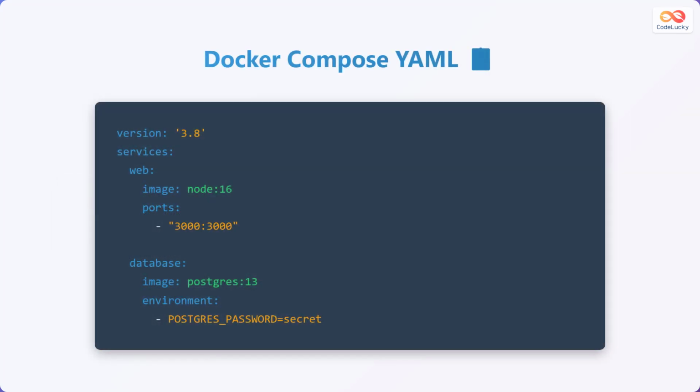Docker Compose uses a YAML file to define multi-container applications. Here's an example of a Docker Compose YAML file. Version 3.8. Services, web, image, node:16. Ports, 3000:3000. Database, image, postgres:13. Environment, POSTGRES_PASSWORD=secret. This file defines two services, a web service using the Node.js 16 image and a database service using the Postgres:13 image, along with their configurations.